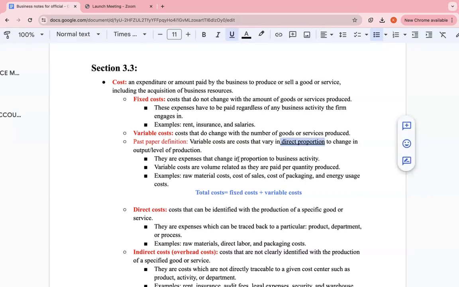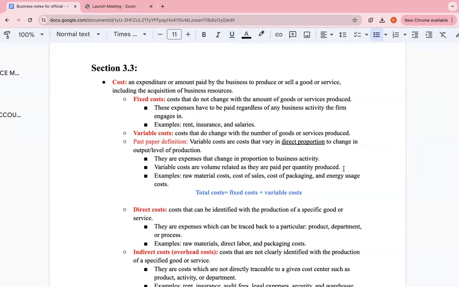So we're just going to underline this. They are expenses that change in proportion to business activity. Variable costs are volume related as they are paid per quantity produced, exactly like I said. Examples are raw material costs, cost of sales, cost of packaging, and energy usage costs.